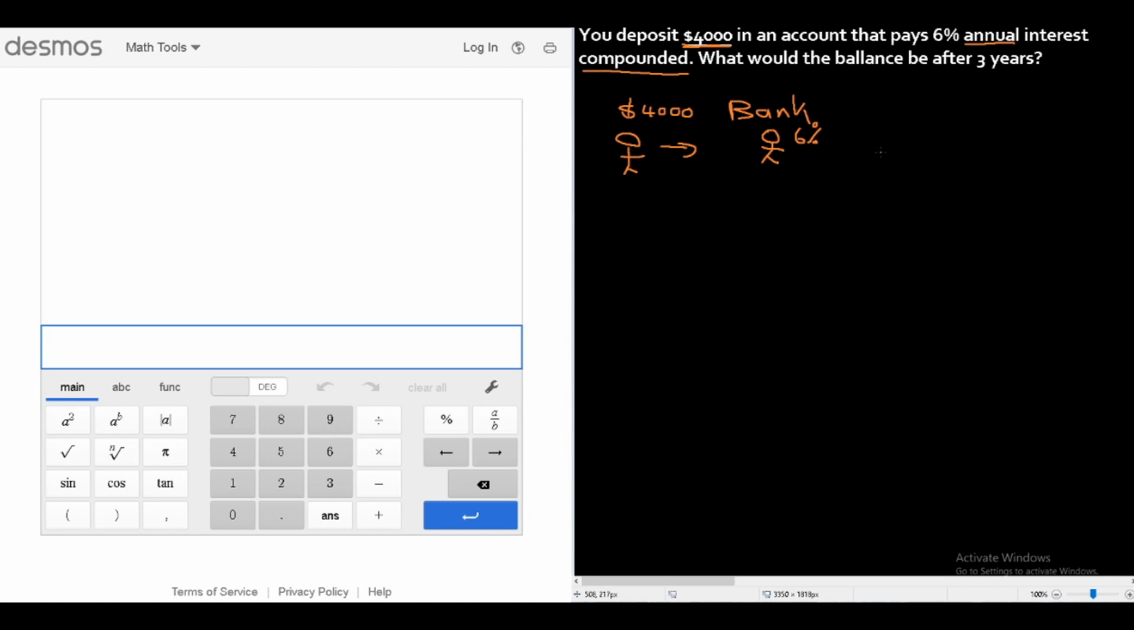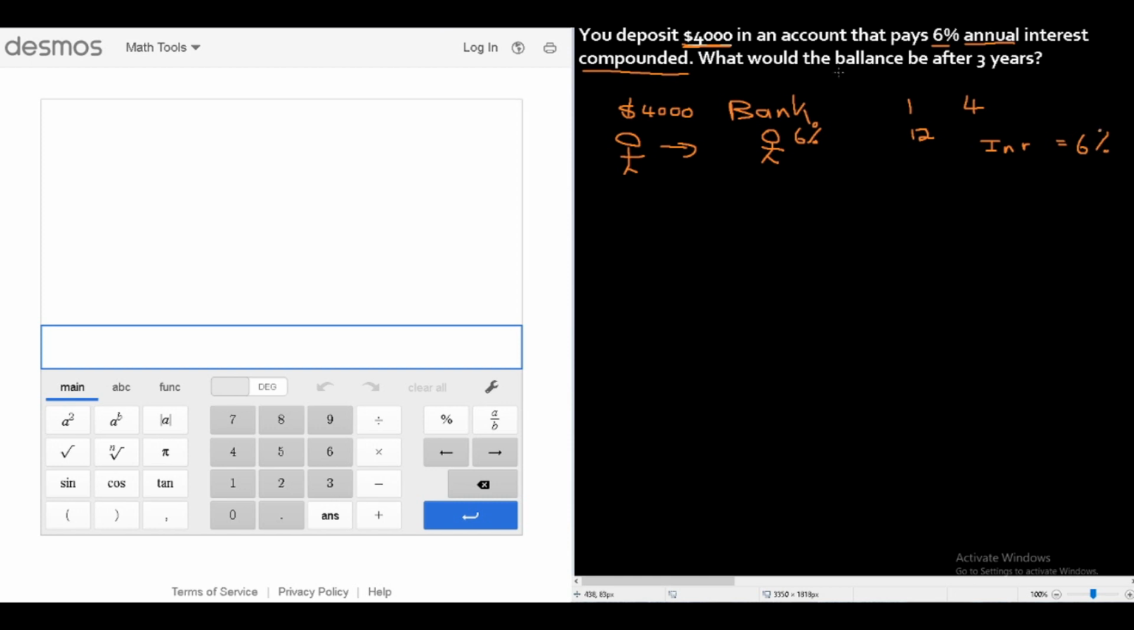And when we see the word annual or annually, that usually means once a year. When we see quarterly, it would be like 4 times a year. When we see monthly, it's 12 times a year. And when we see 365, it's every single day, or daily. And now we see 6%, so we know my interest rate would be 6%.